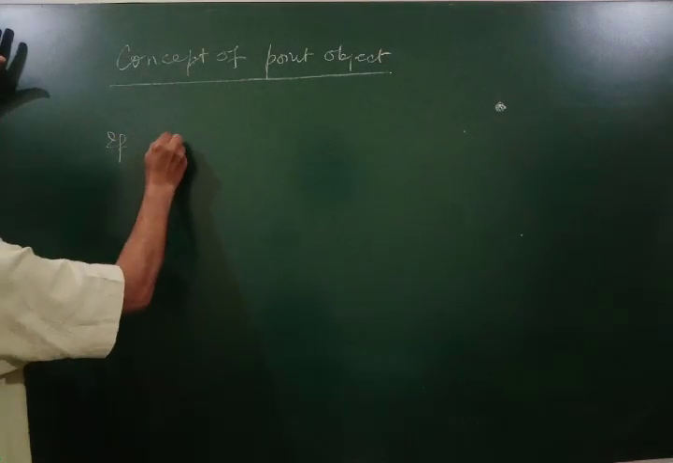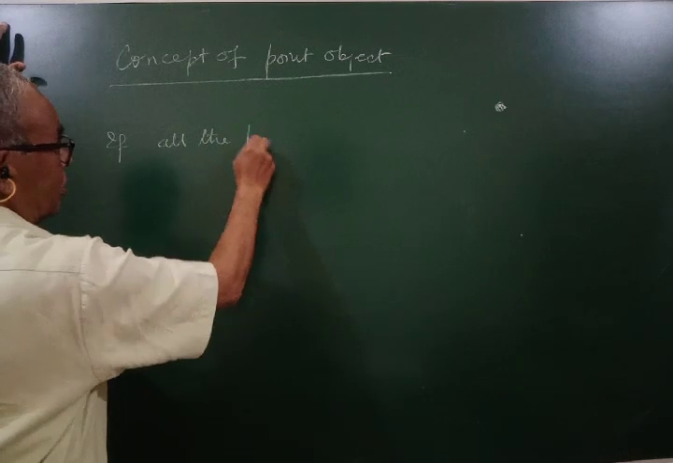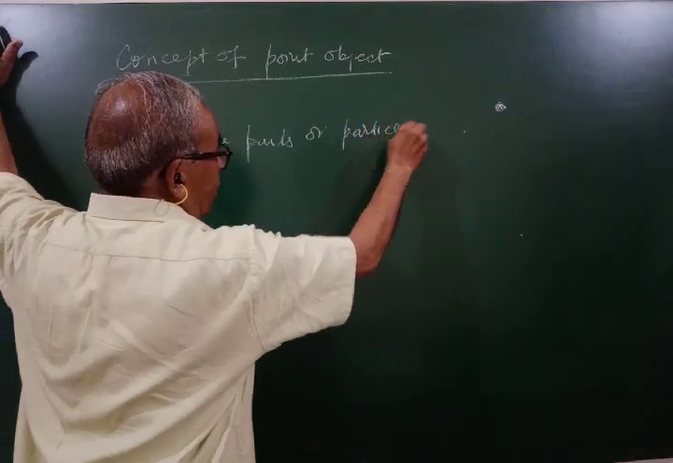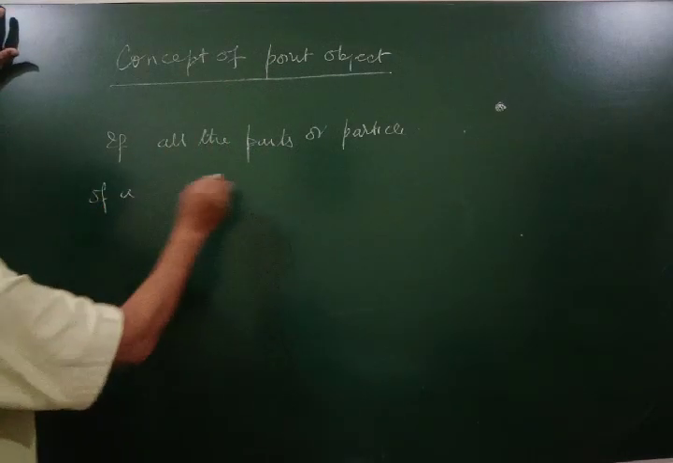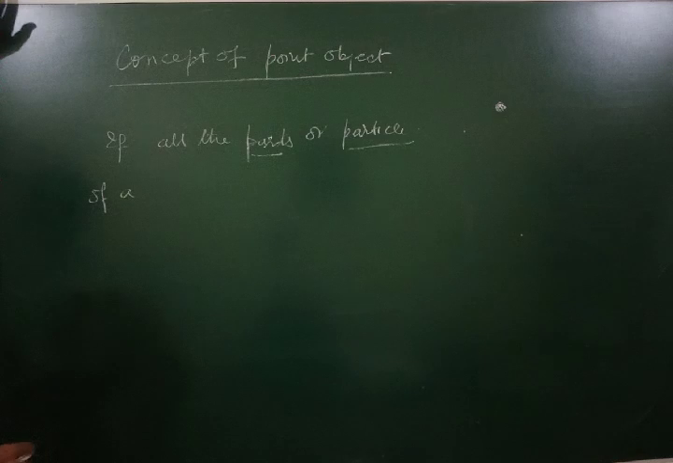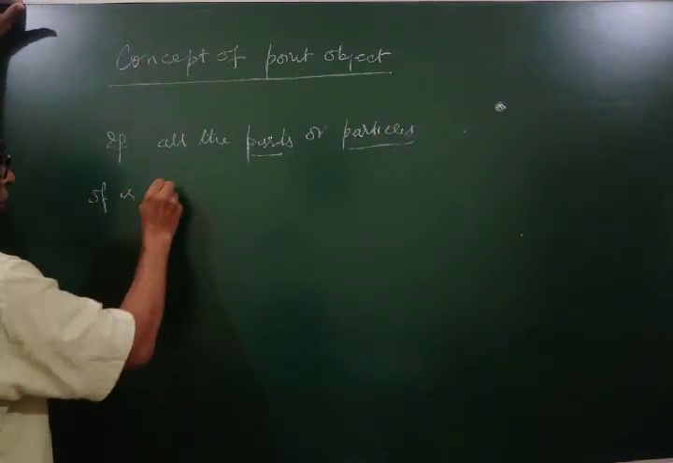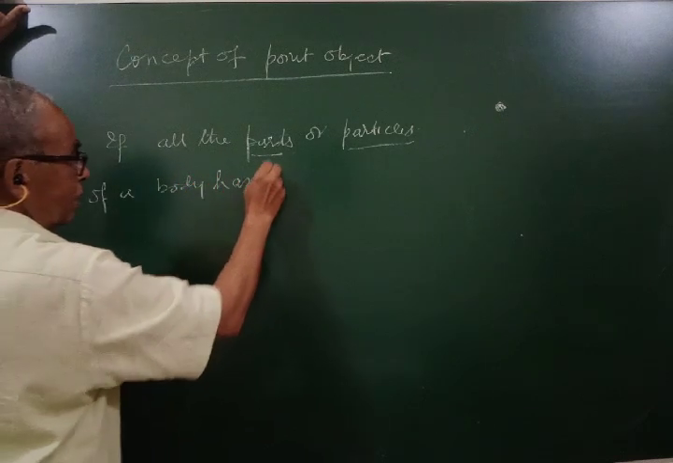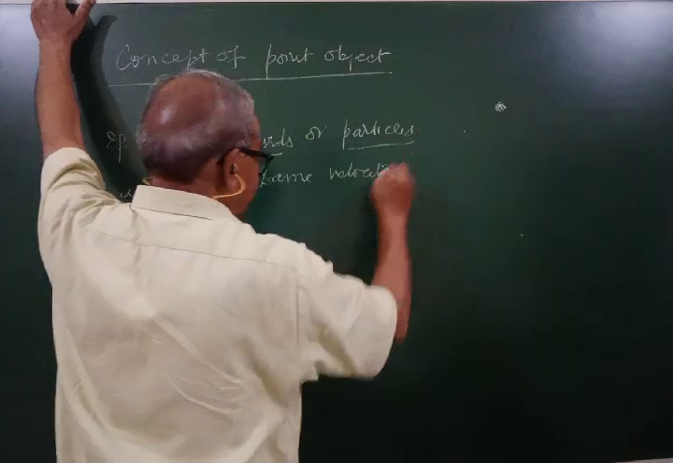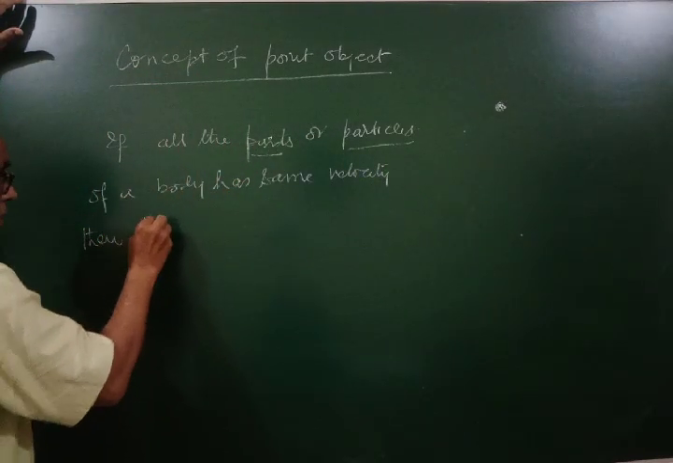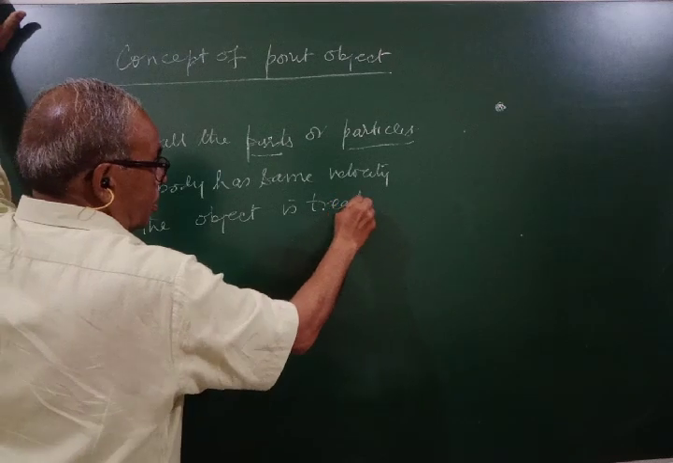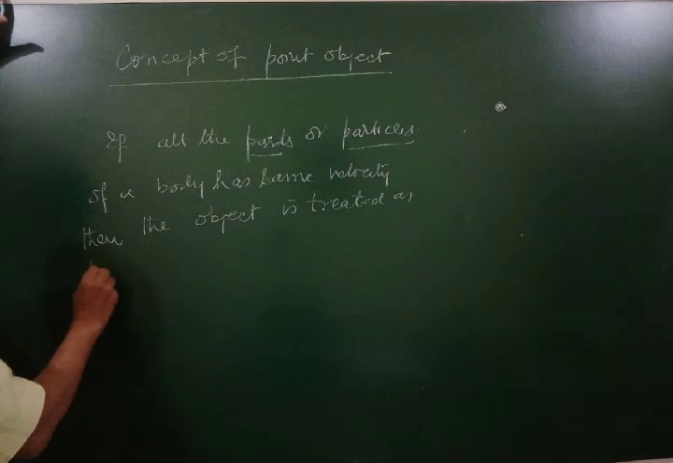If all the parts or particles of a body have the same velocity, then the object is treated as a point object.